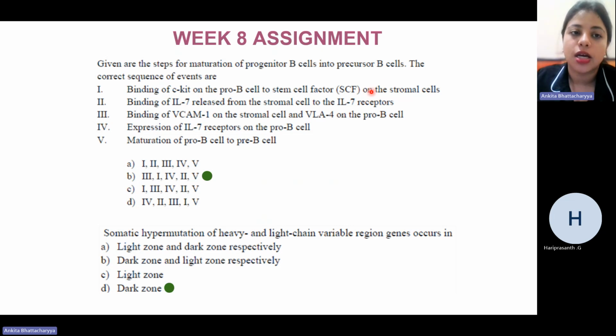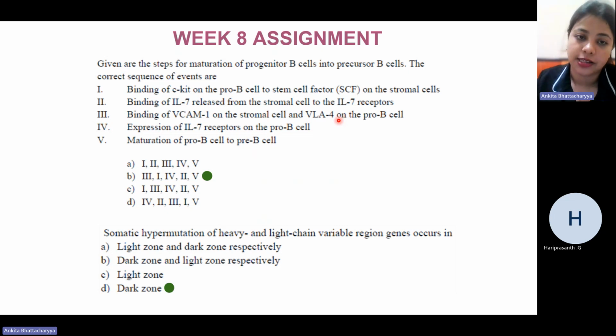And finally, for the last two questions, we were asked about given are the steps for maturation of progenitor B cells into precursor B cells, the correct sequence of events are which of the following? We have just seen that schematic which shows the types of interactions which occur. Among them, the first interaction which takes place is between VCAM1 on the stromal cell and VLA4 on the pro-B cells. Option 3 becomes the first step. Following which you have c-Kit and SCF interaction. If you remember that diagram once again, therefore option 1 becomes the next step. Third is the expression of IL-7 receptors on the pro-B cell. Again, you can refer to that schematic for your clarity. Following which we have binding of IL-7, which has been released from the stromal cell, onto the IL-7 receptor.